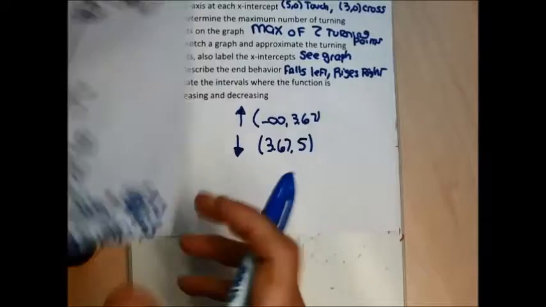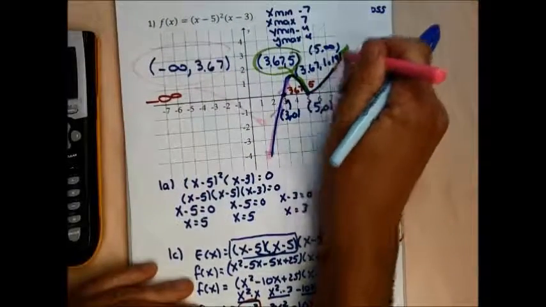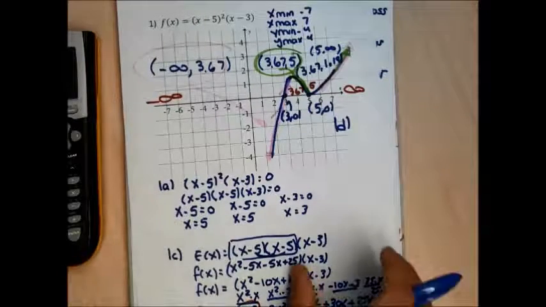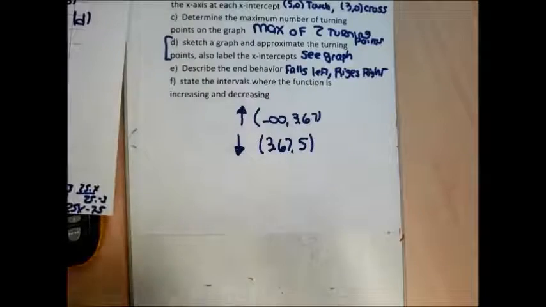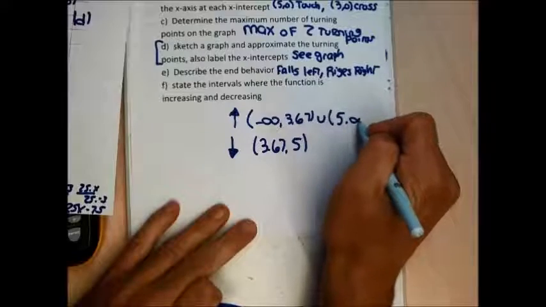And then the last portion of the graph from the turning point at (5, 0) to the end of the graph, as I move from left to right, the graph is getting higher. So we'll say that graph is increasing in the interval from 5 to infinity. That's going to be the last part of my answer to question 1.